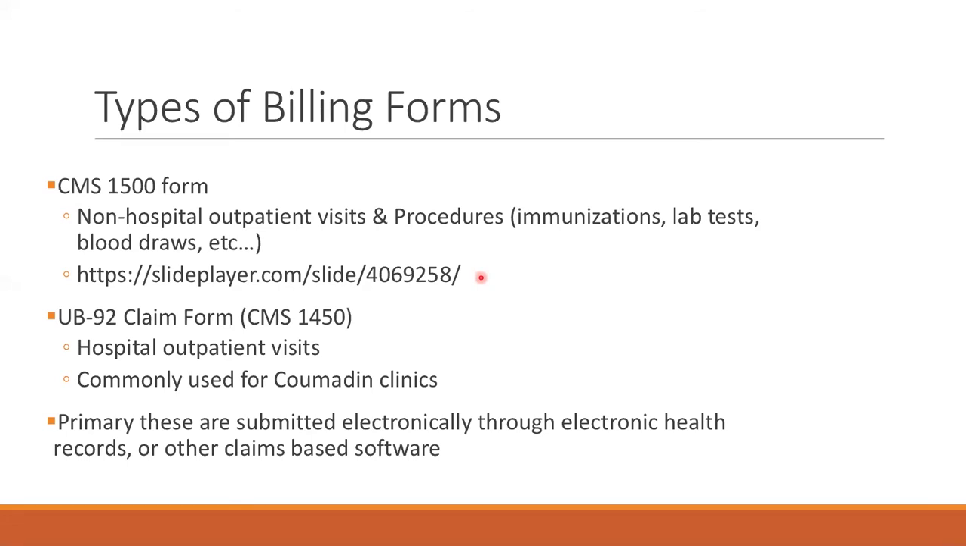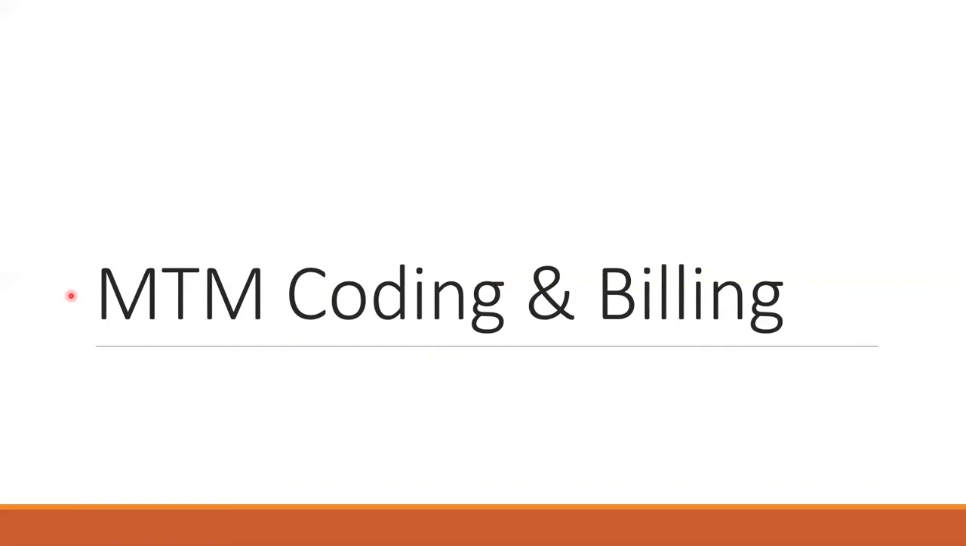And I also want to point out with the UB92 claims form, that doesn't imply that the provider isn't able to bill outpatient covered services under the CMS 1500 form. That form is just specifically used for the facility fees and what's included as part of that facility fee. So now we're going to move into what the actual CPT codes you'd be selecting for various services are.